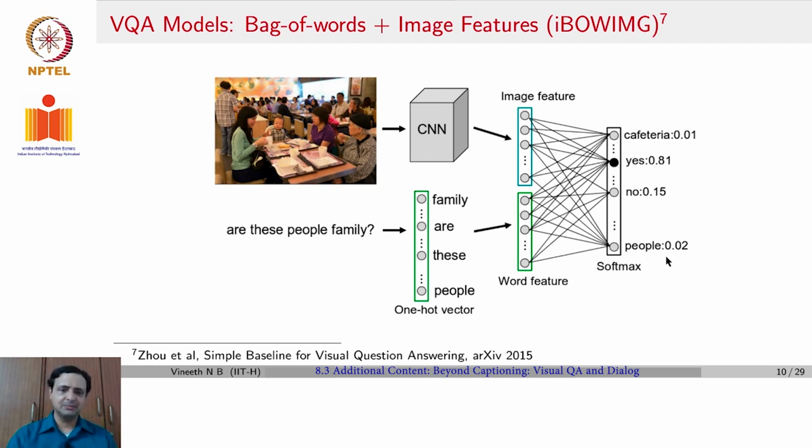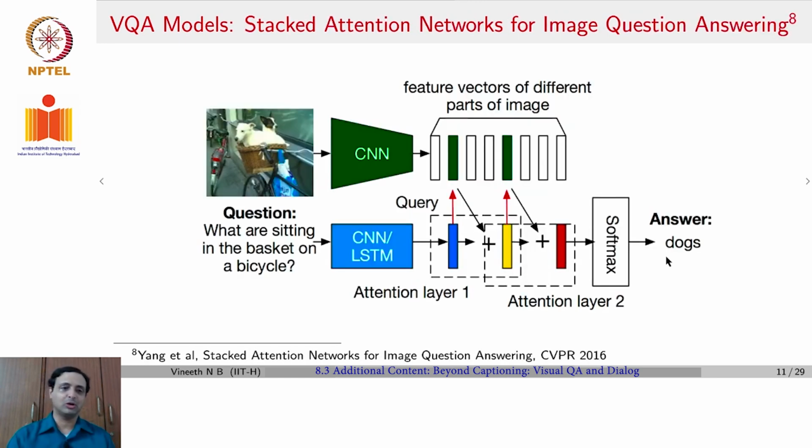Having seen these simple baseline models, let's now try to see if you can improve upon these baseline models by getting more complex models. One of the efforts in this direction was in CVPR of 2016, known as Stacked attention networks for image question answering.